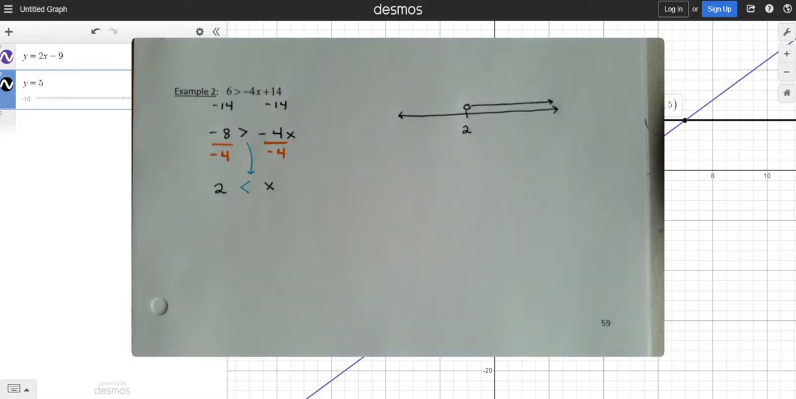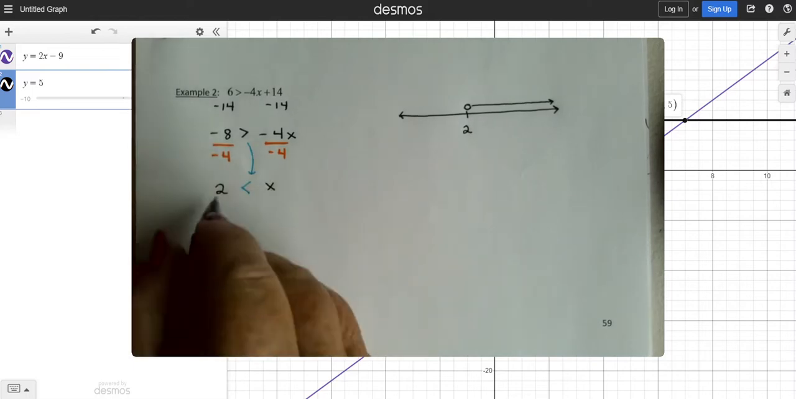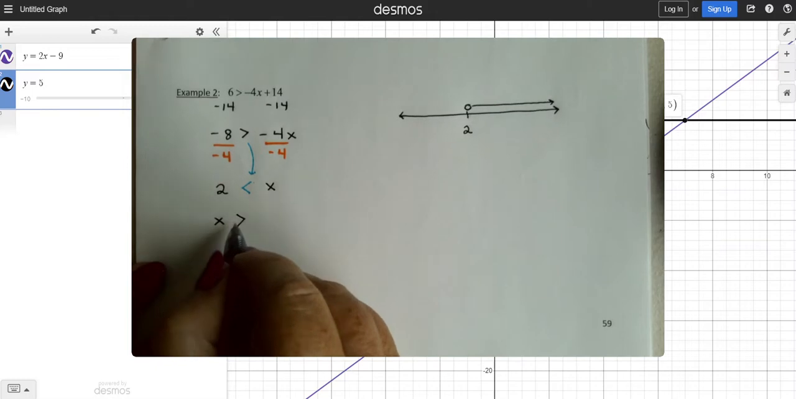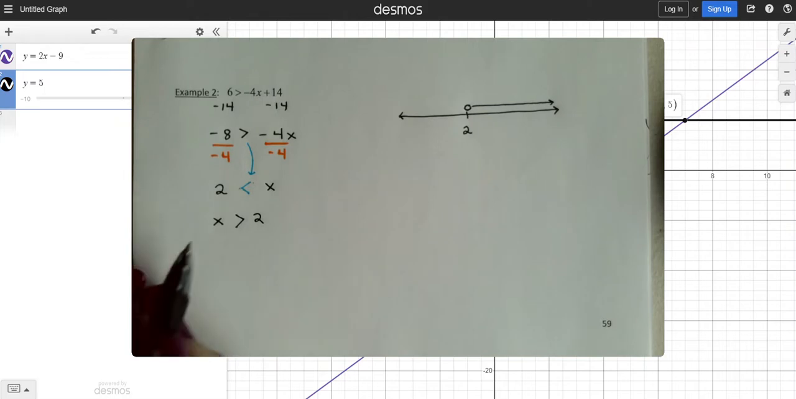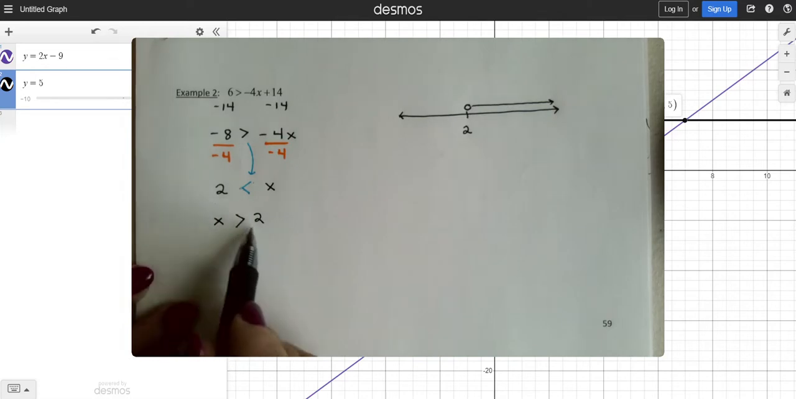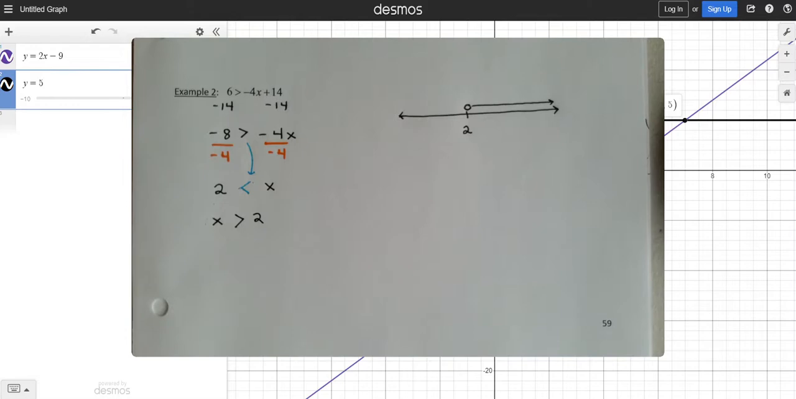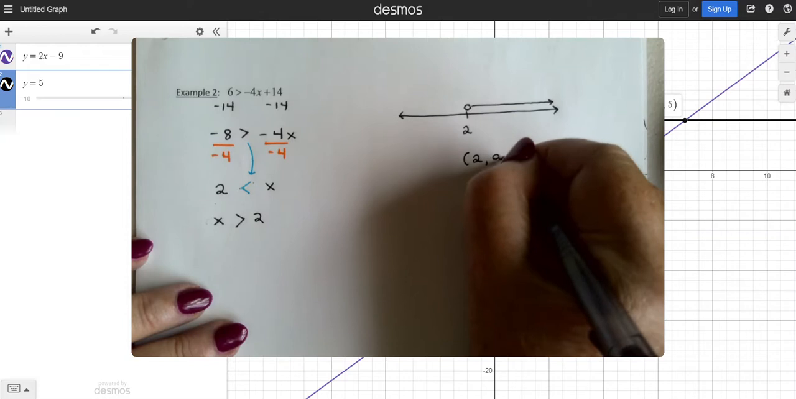Sometimes people get confused when the x lands on the other side, and I would recommend that if that tends to cause you confusion, you can rewrite this inequality with x on the left. Just make sure the big side of the sign is pointing at x, and the little side's pointing at 2. Those two statements are identical. They mean exactly the same thing. But for a lot of people, reading this as x is greater than 2 makes more sense when they start thinking about the number line graph. In terms of interval notation, x goes from 2 to infinity.